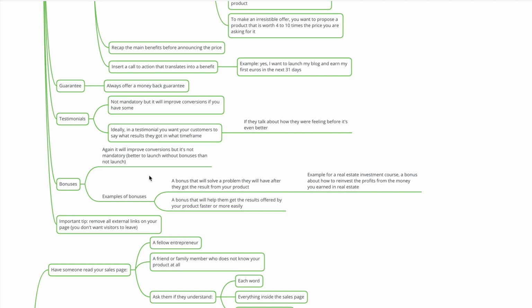Then you could add some bonuses. But again, it's not mandatory. Like, I've seen some customers and I was like, okay, so when are you going to launch your product? And they're like, oh, I'm waiting to get this bonus done. And I'm like, don't, just launch your product, and then you can launch it again later with some bonuses. But it's not mandatory. You don't need a bonus to sell your product. It's a plus.